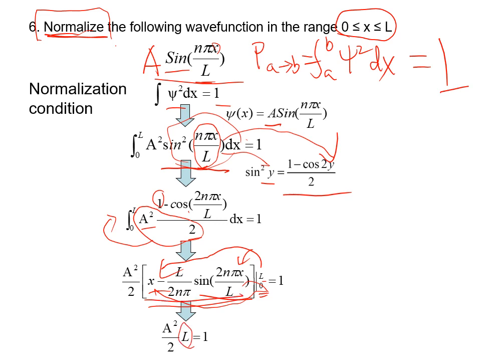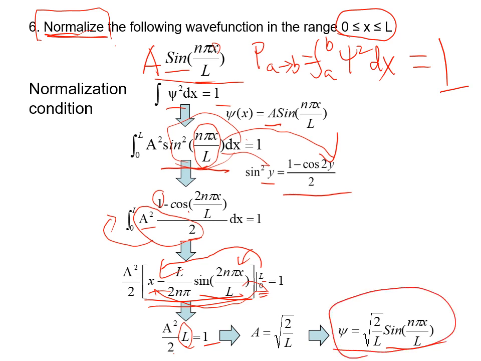And therefore, A squared divided by 2 times L should equal 1. And that indicates A should equal the square root of 2 over L. And therefore, the normalized wave function is the square root of 2 over L times sine n pi x over L. That means for this wave function, the probability in the range 0 to L is 1.